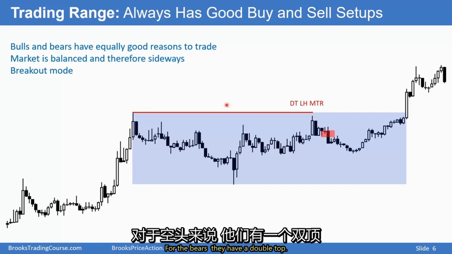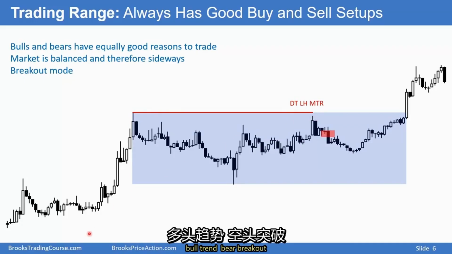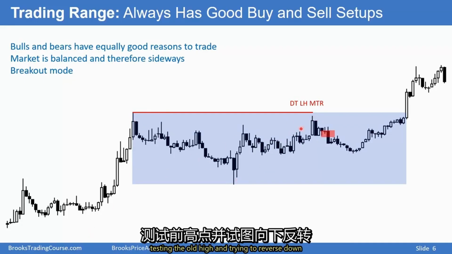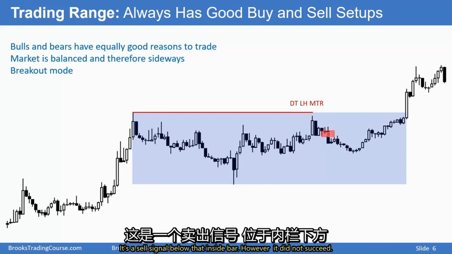For the bears, they have a double top. You can call it a slightly lower high major trend reversal, bull trend, bear breakout, testing the old high and trying to reverse down, and a micro double top, up, pull back, up again, maybe a little triangle. It's a sell signal below that inside bar. However, it did not succeed.